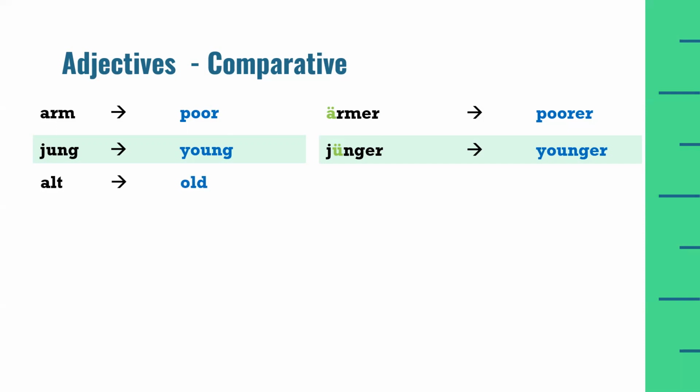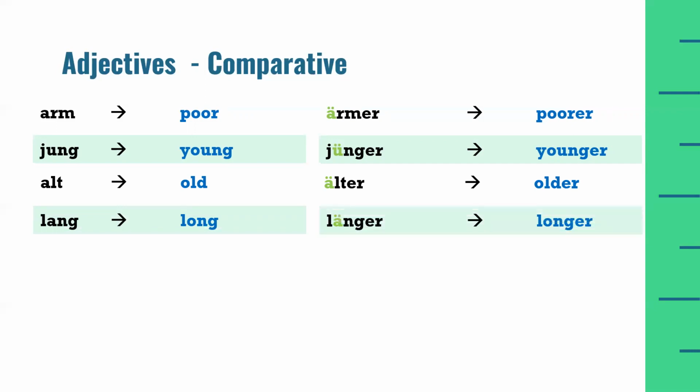Alt, which means old. In order to make the comparative form of this adjective, we have to add -er at the end and we have to replace a with ä. Lang, which means long. The comparative form is länger. So again, we have to add an -er at the end and we have to replace a with ä. Warm, which means warm. In order to make the comparative form, we have to add -er at the end and we have to replace a with ä.